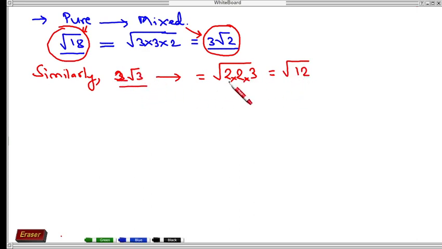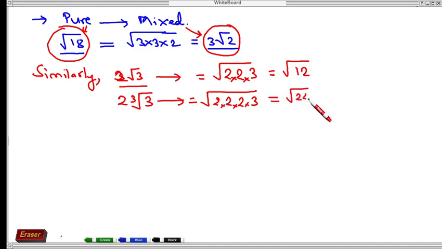If you are given 2 cube root of 3 and asked how to convert into a pure surd, since it is a cube root, take three 2's inside: 2 times 2 times 2 times 3, that is 2 to the 3 is 8, times 3 is 24. This is a pure surd. In this way we can convert pure to mixed and mixed to pure surd.